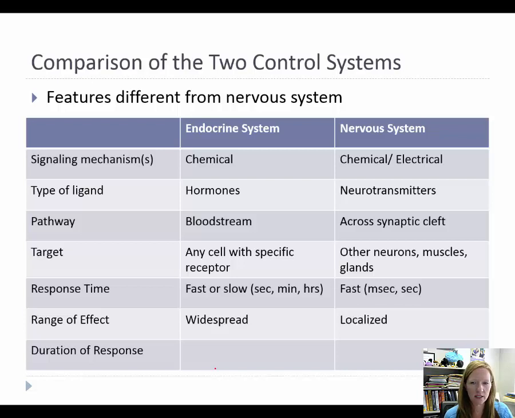Think about the nervous system. It's very localized. It is usually going to go in and communicate right there. So it's going to be localized. Don't know how much easier to put that.